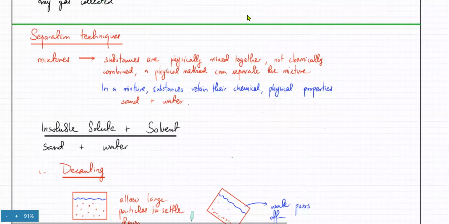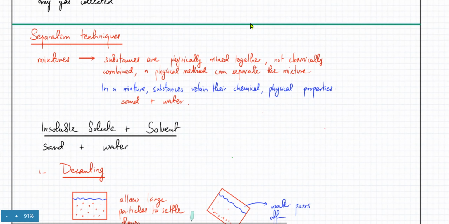Okay, separation techniques. You've got mixtures. Mixtures are substances that are physically mixed together, and they're not chemically combined. Which means that when something gets chemically combined, their properties change. For example, H2 is a gas, O2 is a gas, and together they form H2O, which is a completely different thing. So substances are not being chemically combined; they're only physically being mixed together.